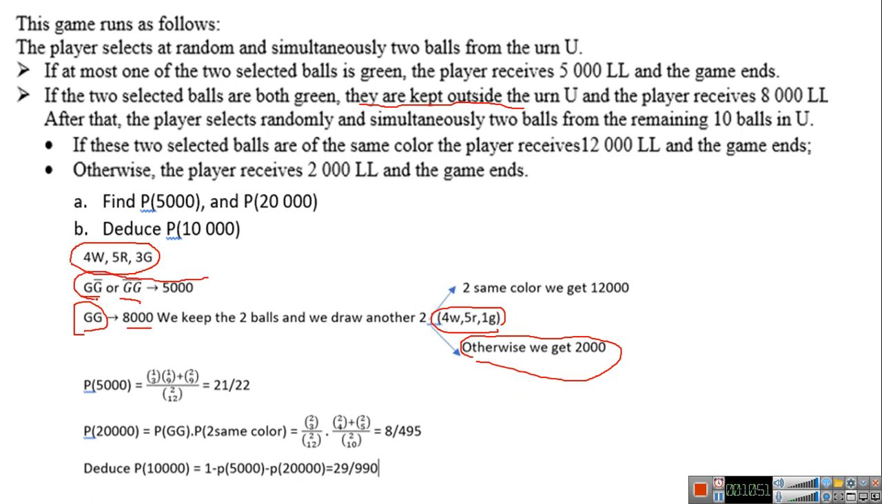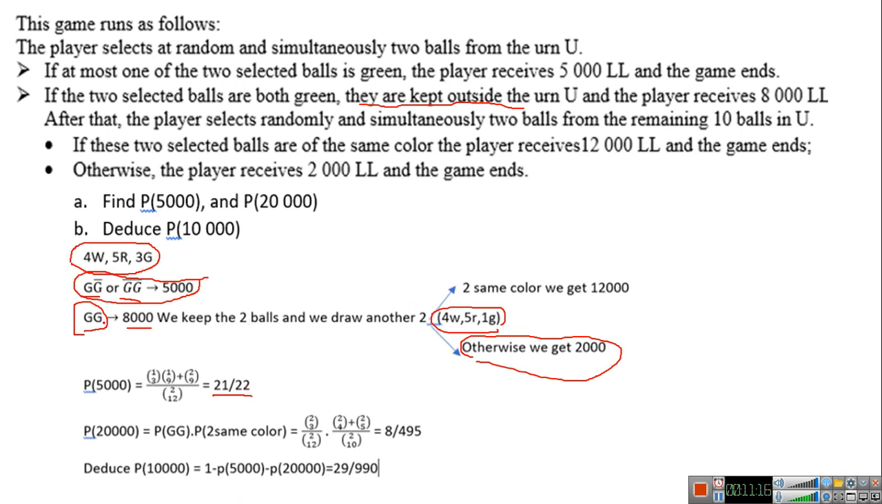This is very simple. For P of 5,000, I want to get one green, one not green. So one green, one not green: I have 1 out of 3, and not green 1 out of 9. Or 2 green, 2 out of 3 over total 2 out of 12, so 21 over 22. P of 20,000, this is the 8,000. I want to move from here up.